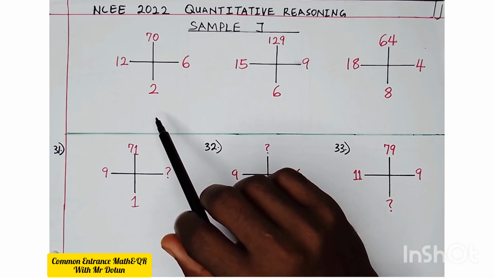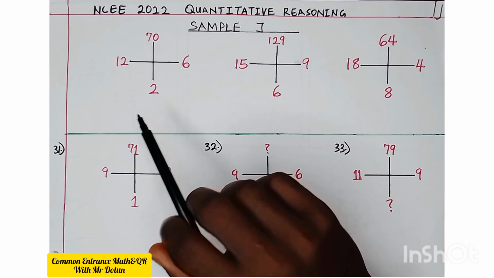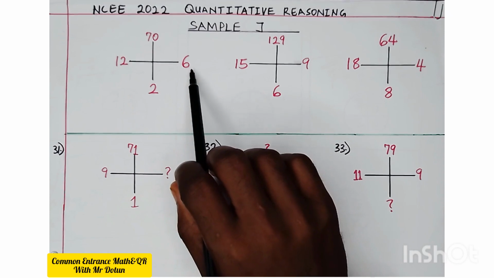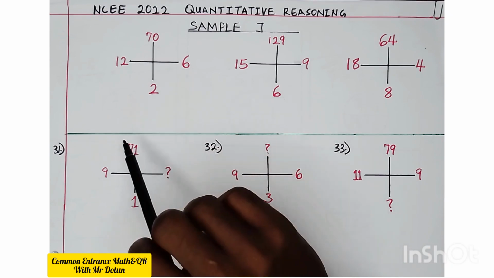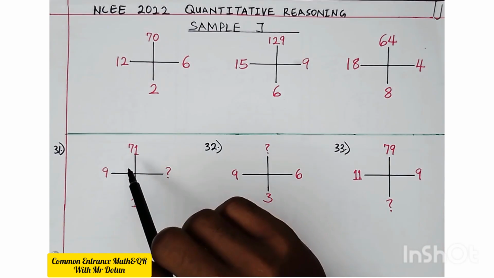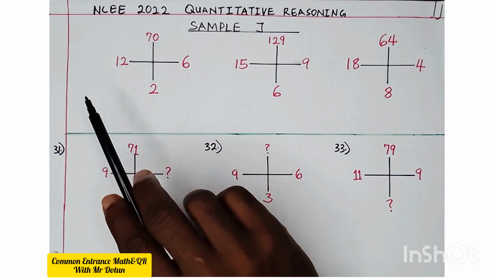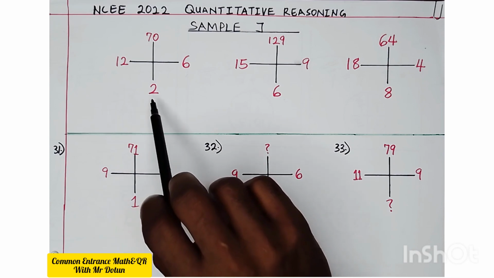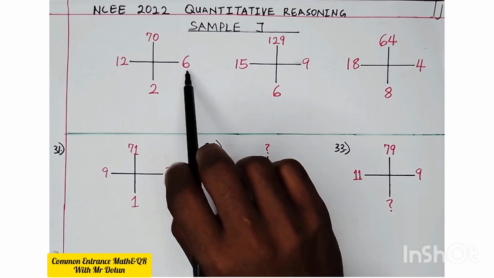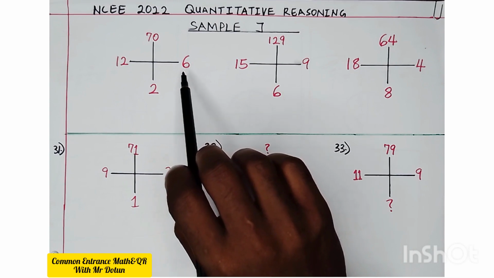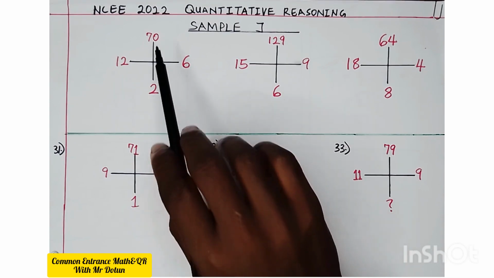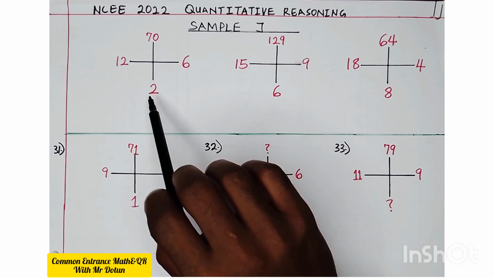I'm thinking too. Should I try 12 plus 6? 12 plus 6 is 18. I have no relationship with other ones here. What else can I try? 70 plus 2 is 72. Alright, 72. 72 has a relationship with 12 and 6, and that is 12 times 6. Yes, 12 times 6 is 72, and 70 plus 2 is 72.